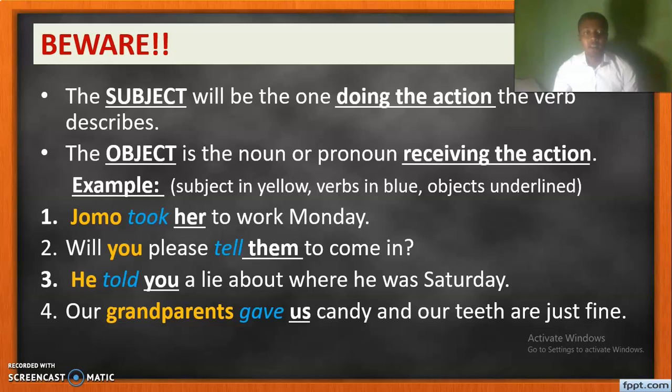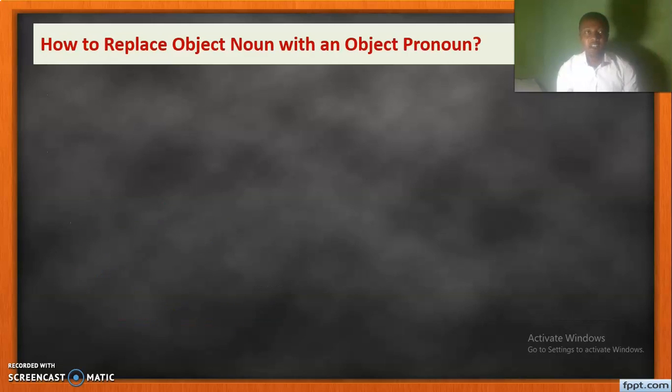Will you please tell them to come in? We have the object them here, tell is the verb, and you is the subject. He told you a lie about where he was Saturday. Our grandparents gave us a candy and our teeth are just fine. I hope you have understood how you can easily identify object pronouns from these examples. So let's move on.